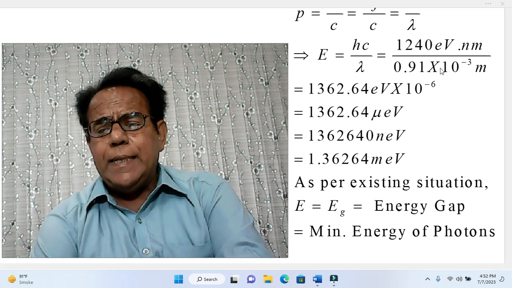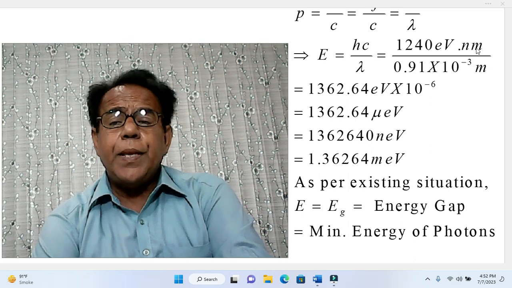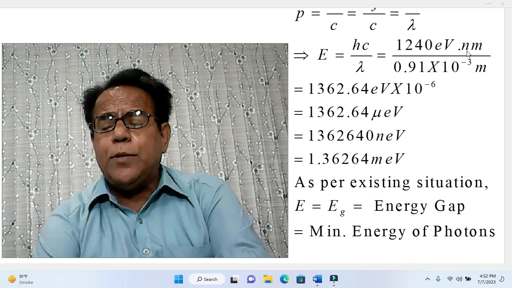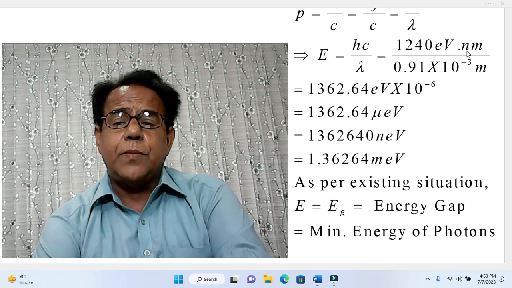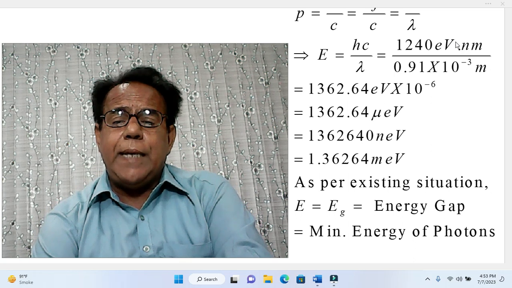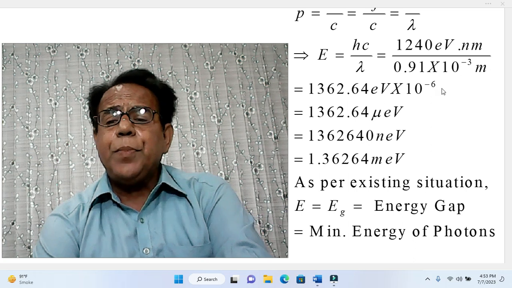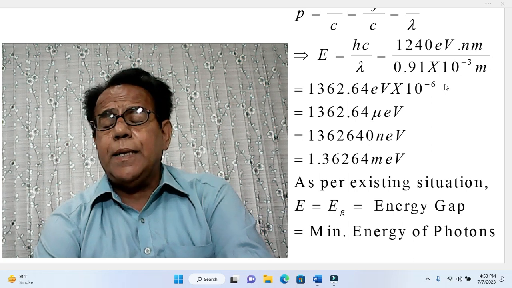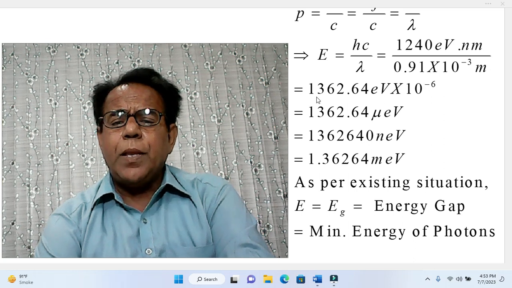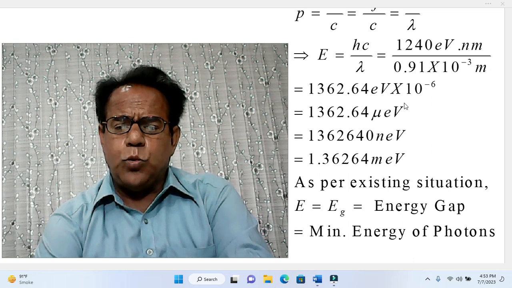When we write this, dear students, meter will be cancelled with meter and nano will be replaced with 10 to power minus 9. 10 to power minus 9 will be in the numerator and 10 to power minus 3 in the denominator, and hence their equivalent result will become 10 to power minus 6. So it will become 1362.64 electron volt into 10 to power minus 6.